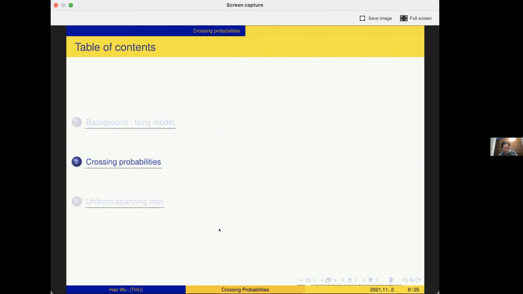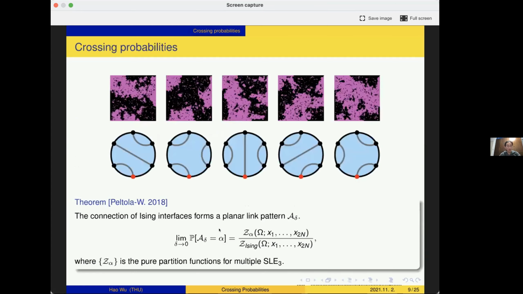Okay, so up to now is the background on the conformal invariance of 2D critical lattice models. And then what are we interested in this talk? We are interested in the crossing probabilities. So here we go back to the Ising model. In the previous slide, we talked about the Ising model with Dobrushin boundary condition. Now we want to change the boundary condition.